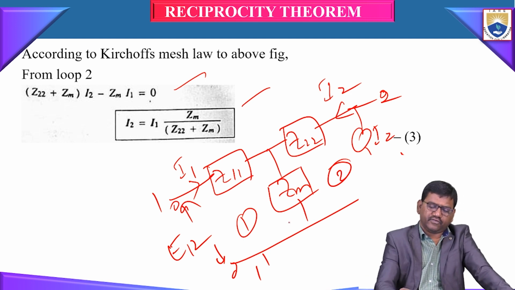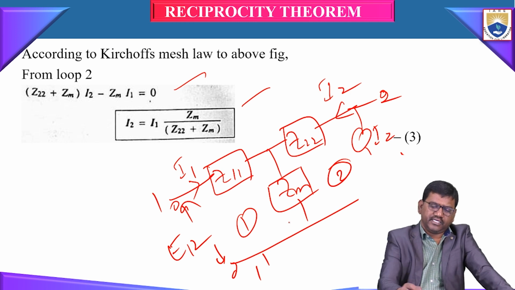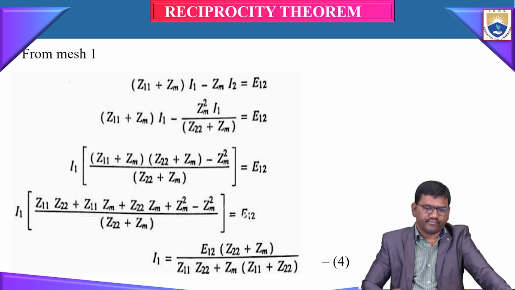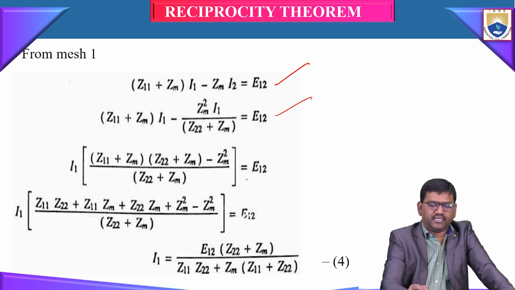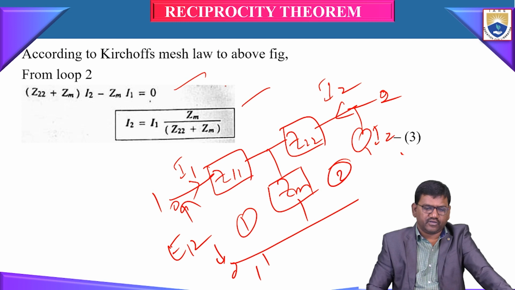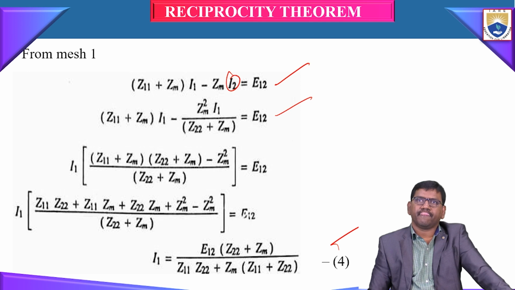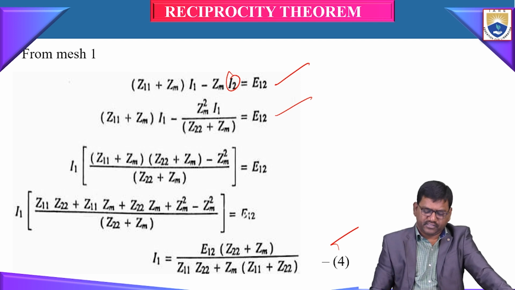Similarly, for loop 1 we can write Zm into I1 minus I2 plus Z11 I1 is equal to E12. So this is the equation. Let us simplify it by substituting the value of I2 that we got in the previous equation. You will get I1 is equal to E12 into Z22 plus Zm by Z11 plus Z22 plus Zm into Z11 plus Z22. With simple mathematical simplification, you will get equation 4.